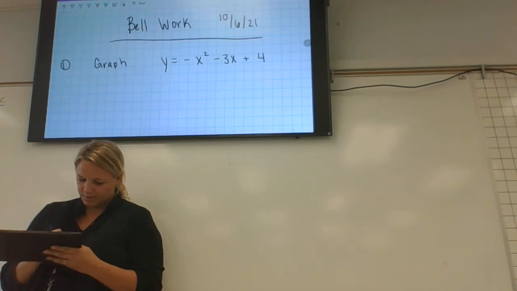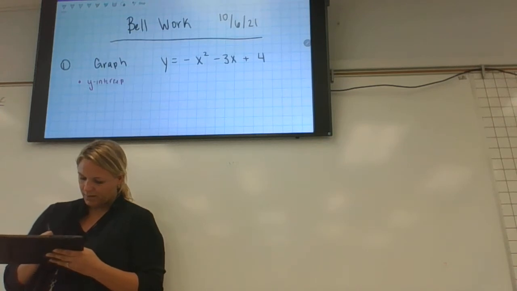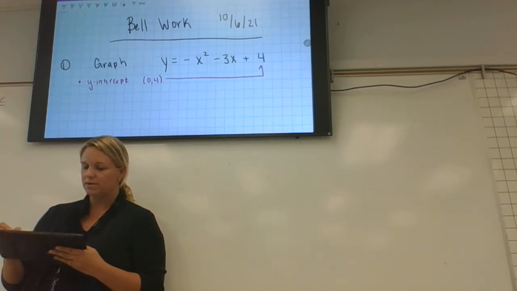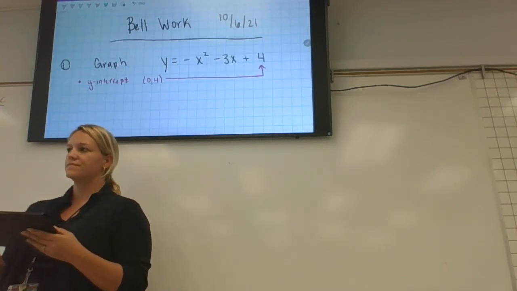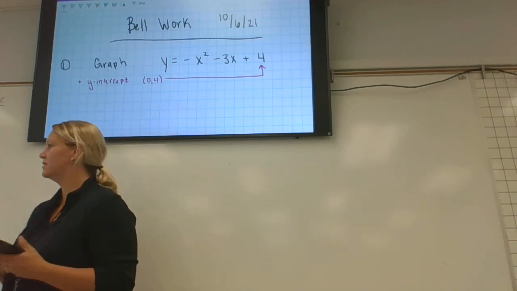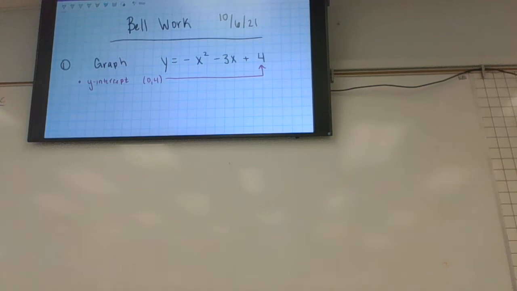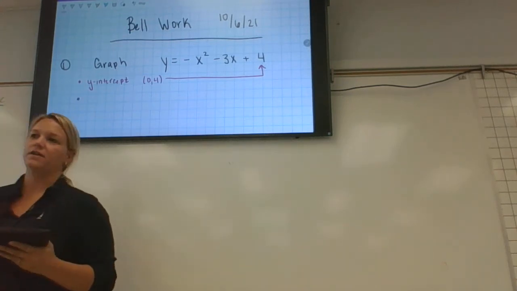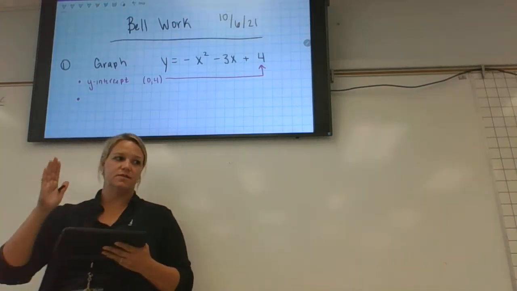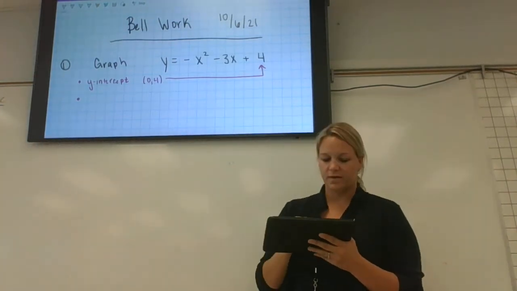All right, let's go through the steps. The first thing we did was y-intercept. It's going to be 0, 4, as shown in the last value here in the equation. Next step. You can't do much graphing if you don't know where the middle of the parabola is. So your next step is find the middle.